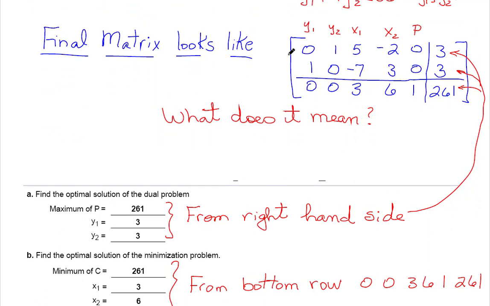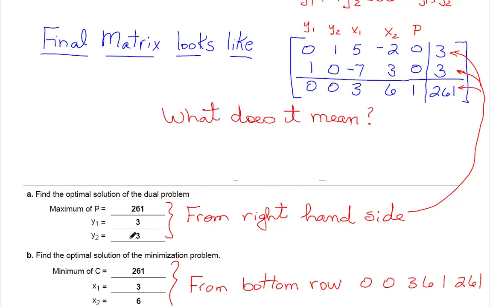We have an answer. And the question is, looking at this, what does it all mean? Well, looking at the last row, there are no more negatives, so we know it's done from section 6.2. What does it mean, though? Well, from the right-hand side, the 3, the 3, the 261. What that means is the maximum of P is 261, and it would occur at y1, y2 of 3, 3.